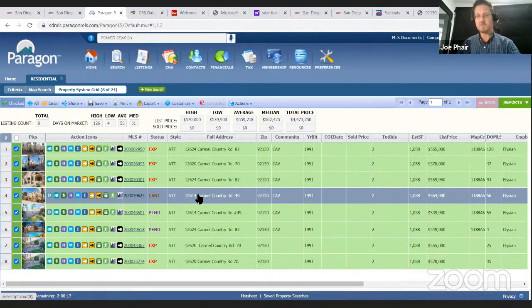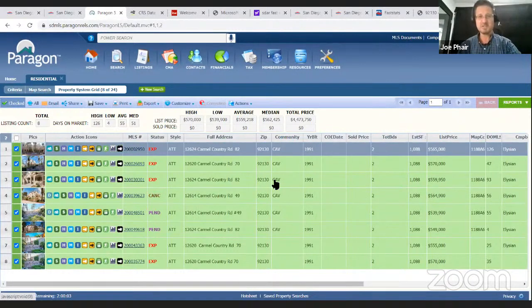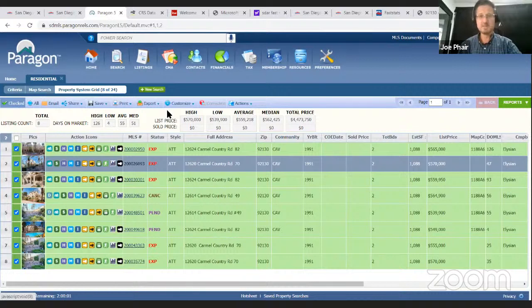What would I want to do at that point? If I was talking to an owner that had a unit match to one of those, 2-bedroom, 1,088 square feet, what information would I need from them? Upgrades, condition, right?